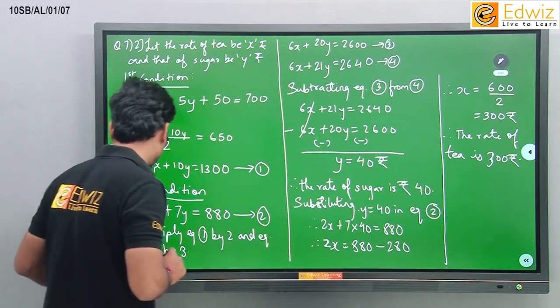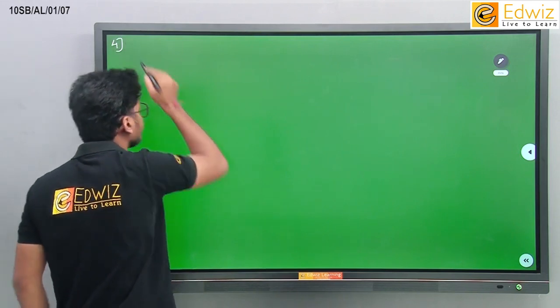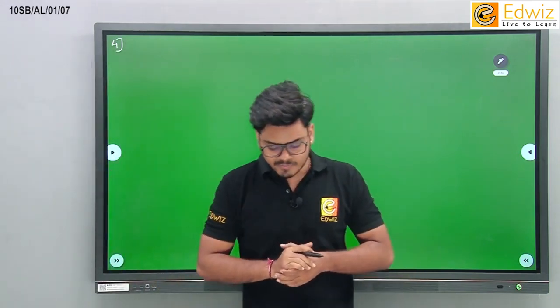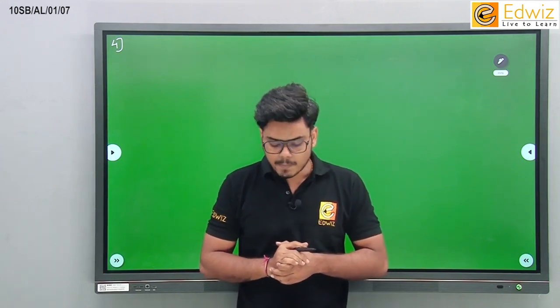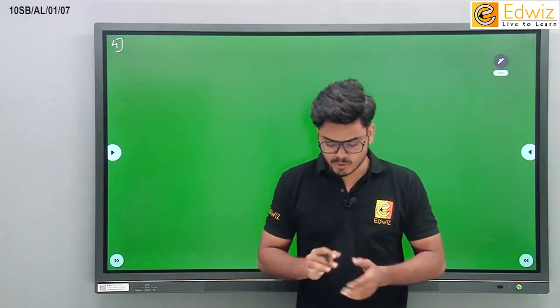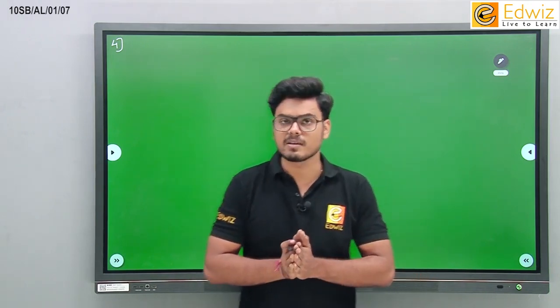Okay, question number 4. The sum of the present ages of Manish and Savita is 31. Manish's age 3 years ago was 4 times the age of Savita. Find the present ages. So it's a very simple equation.